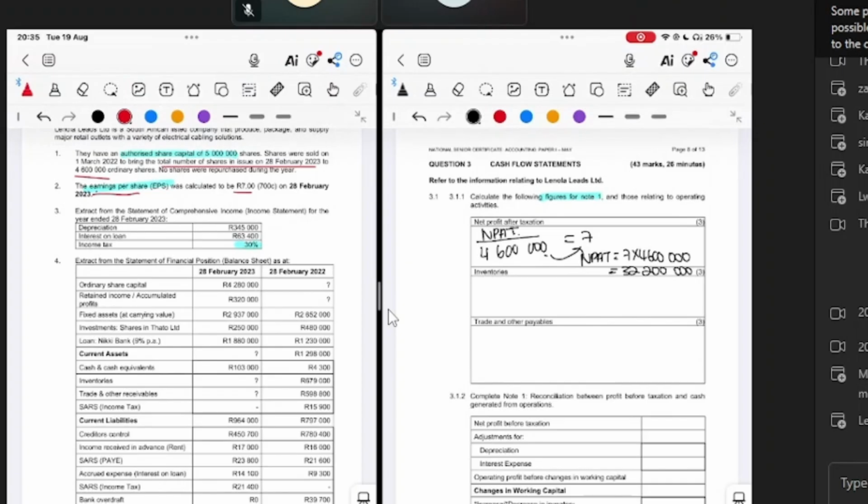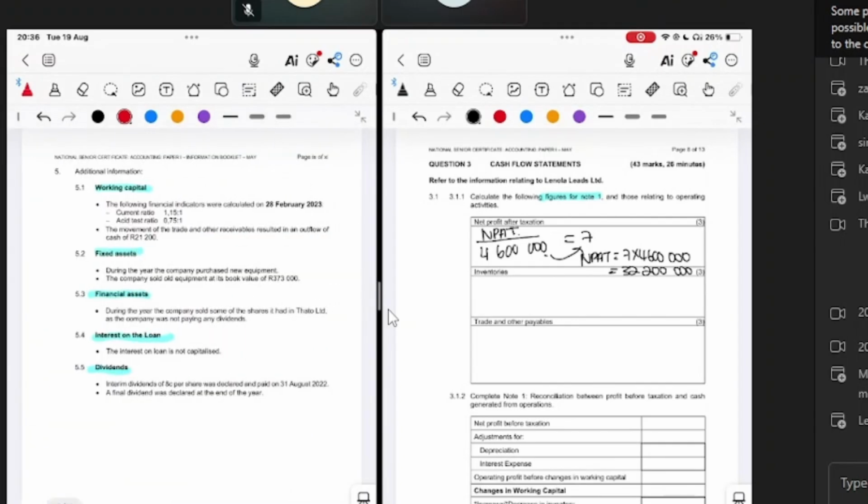Then in the next question, they want us to calculate our inventories. Again, if we look under current assets, they've only given us the opening balance for inventory, nothing else. In the additional information, they have given us our working capital and the ratios. If you know your ratios, the current ratio is current assets to current liabilities, and your asset test ratio is your current assets minus your inventories, to your current liabilities. So those are your ratios, and we are calculating your inventory.